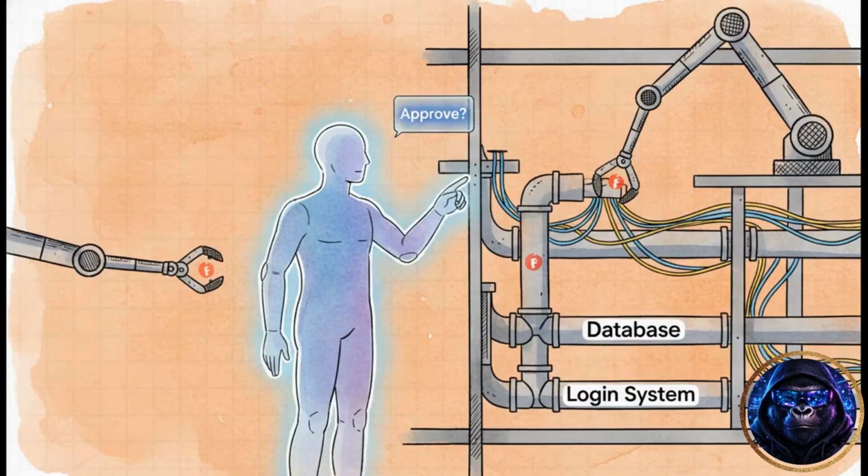And get this, it even knows when to call in the specialists. So let's say your app needs a database for storage or a login system for users. That's basically the plumbing and the electrical wiring of your app. Well, the agent sees that. And with your OK, it automatically sets up services like Firebase to handle all of that. It hires the pros so you don't have to.